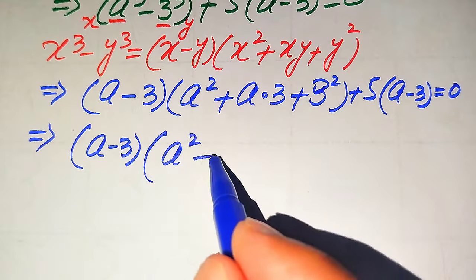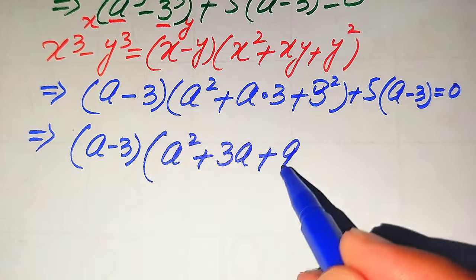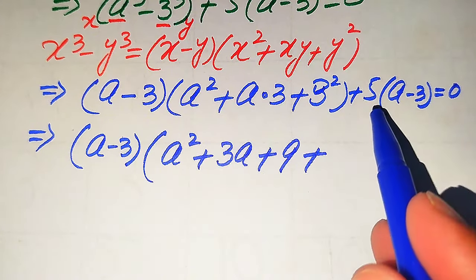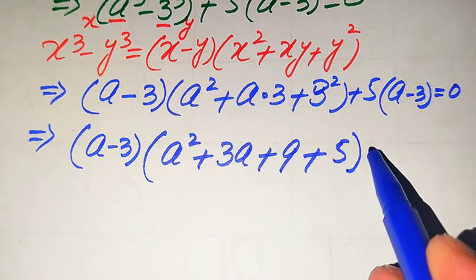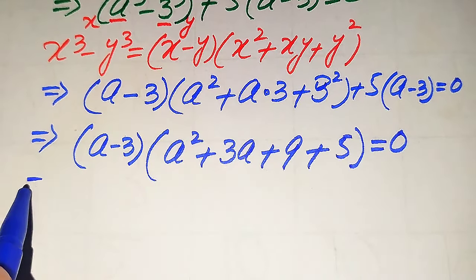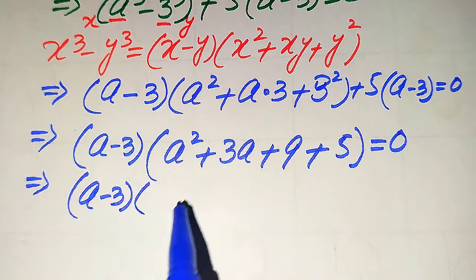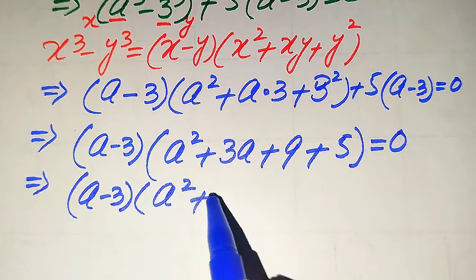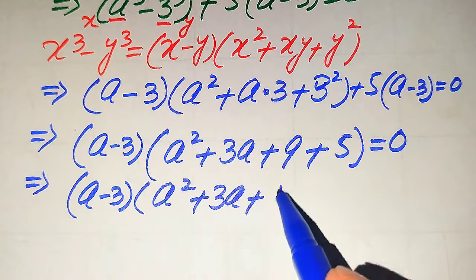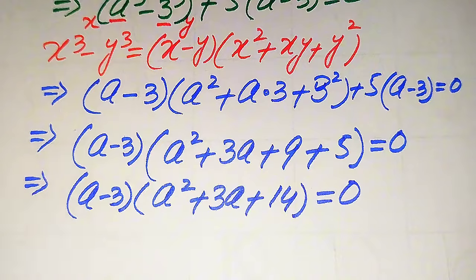So from here we get a square plus 3a plus 9, since 3 square becomes 9, and here when we take common a minus 3 we get the remaining value 5, and this whole equation is equal to 0. So here we need a little bit more simplification, and it will be written as a minus 3 times a square plus 3a plus 9 plus 5 becomes 14, and this whole equation is equal to 0.